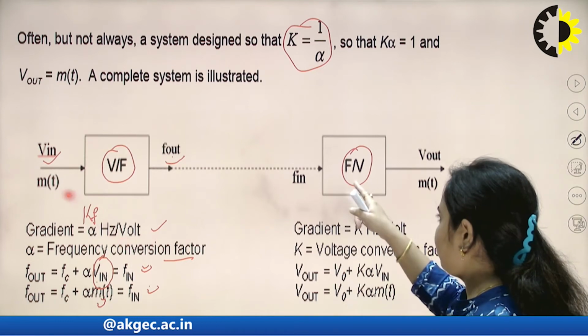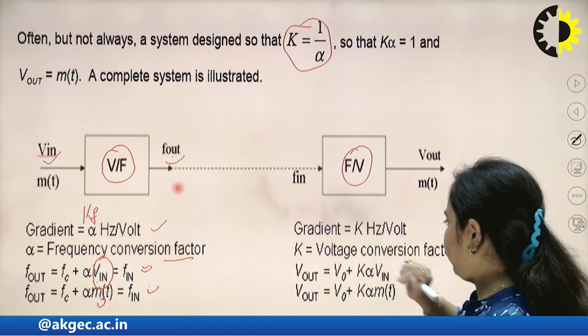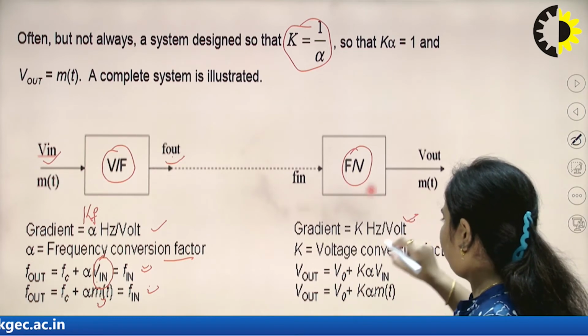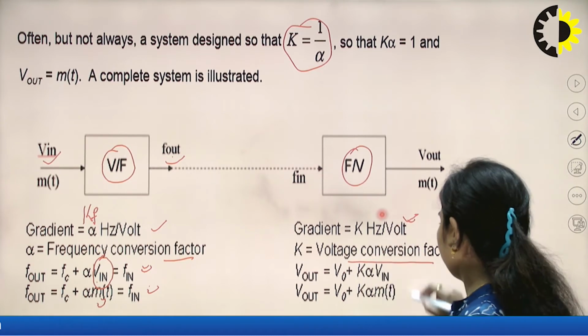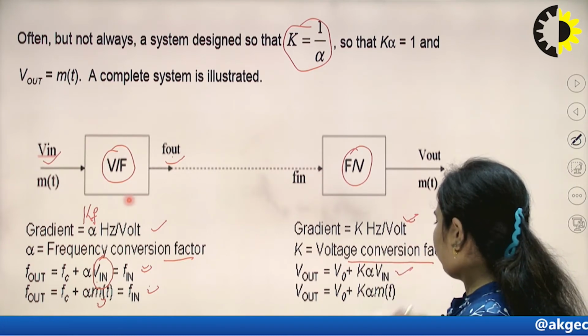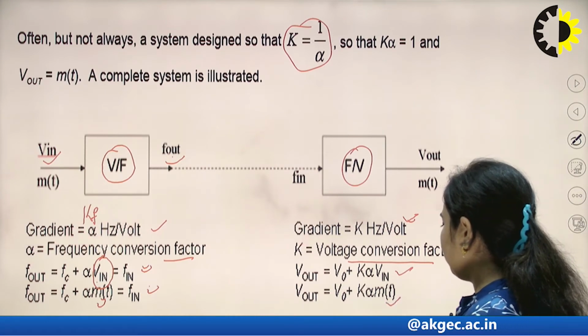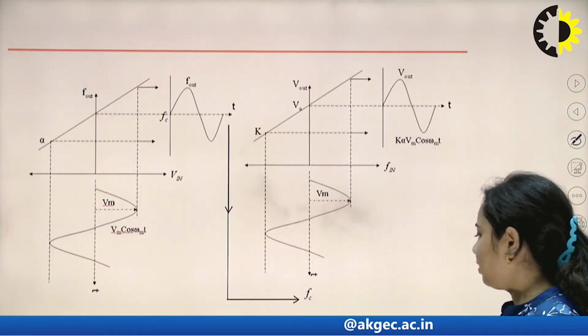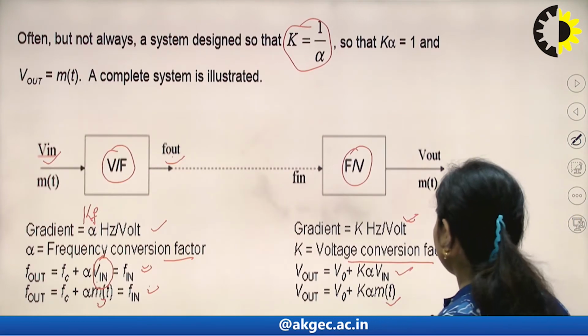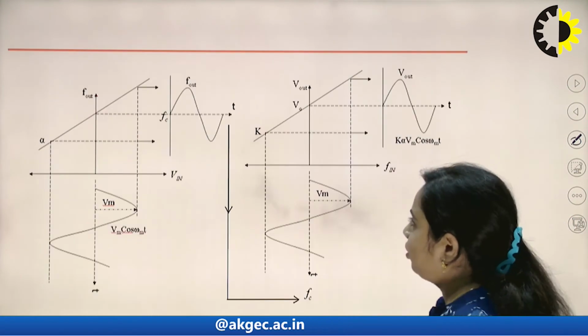So we have to use a frequency to voltage converter again. Now for this, the gradient will be K hertz per volt. K is the voltage conversion factor. V output will be equal to V naught plus K alpha into V in, and this will be equal to V naught plus K alpha into m(t). So that is the case of output voltage.